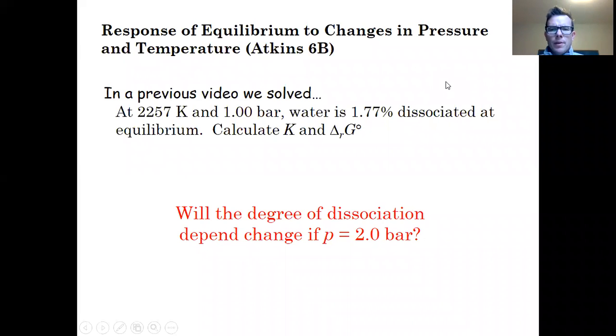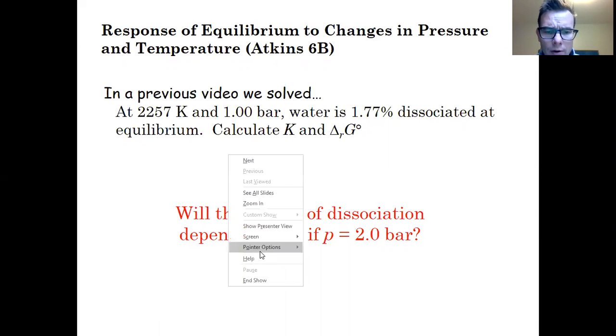Hey, hi everyone. This is the last topic I want to talk about in chapter 6. It's described in Atkins 6b, the response of equilibrium to changes in pressure and temperature. Here's the basic question. In a previous video, we solved this problem. It was an extent of dissociation of water.